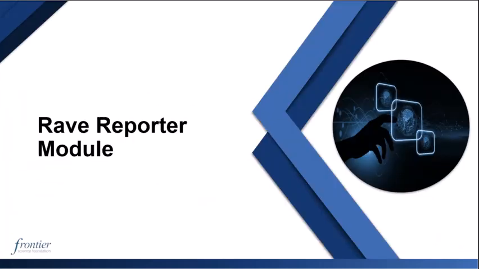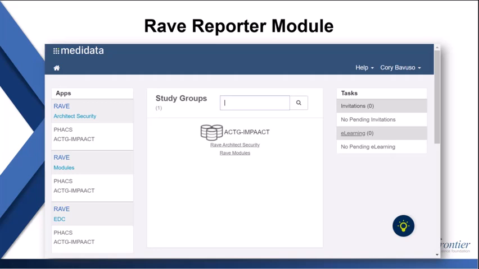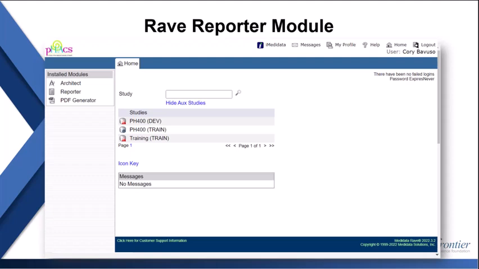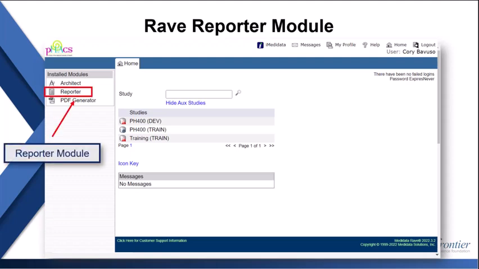Rave Reporter is a module that allows you to set filtering parameters, run and export reports for your Rave EDC data. It's accessed from the iMetadata home screen. Under Rave Modules, click FACTS. You will access the Reporter module from the Installed Modules menu at the top left of the screen.